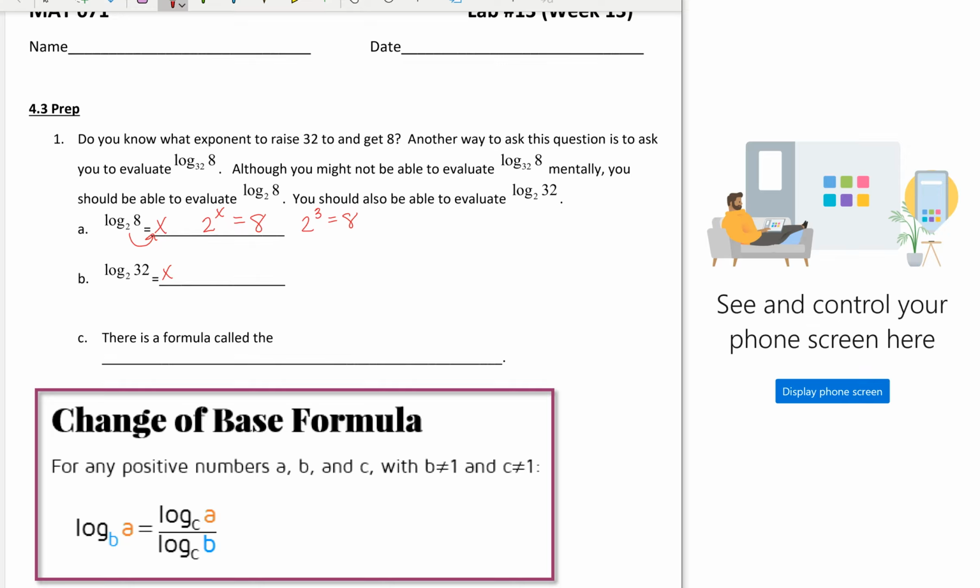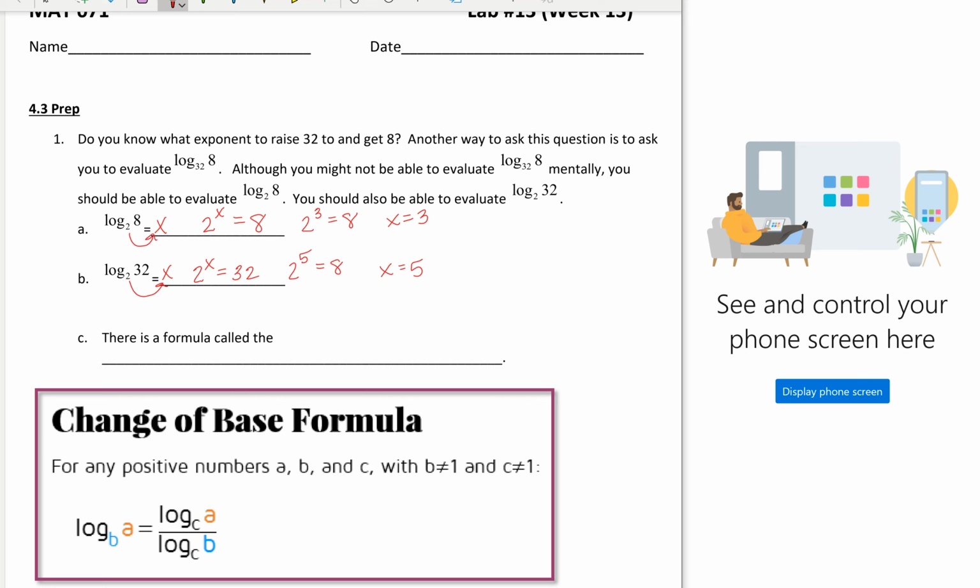Now I do the same thing for this next one. I get 2 raised to the power of x equals 32. And I need to know 2 raised to what power will give me 32. And in this case, if I'm not mistaken, I believe it should be 5. So I know that 2 raised to the power of 5 is 32, right? So we can say x is 3 for the first one, and of course our exponent is 5 for the next one.